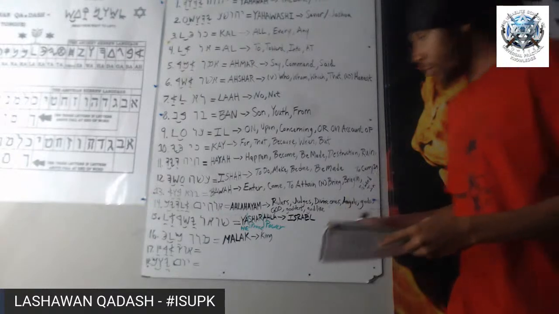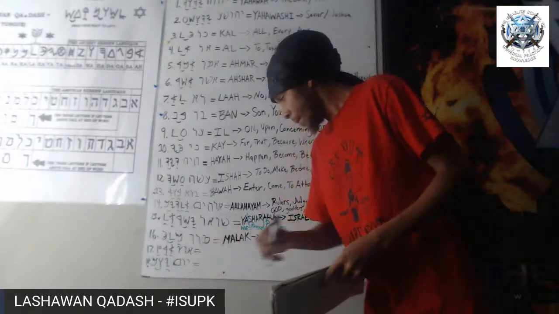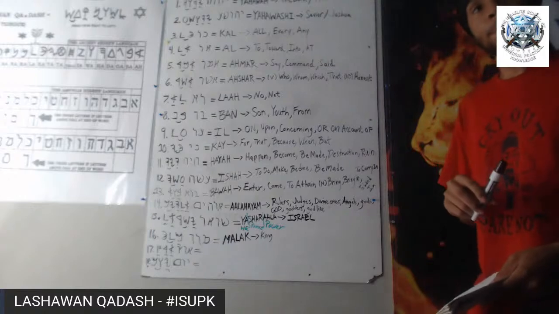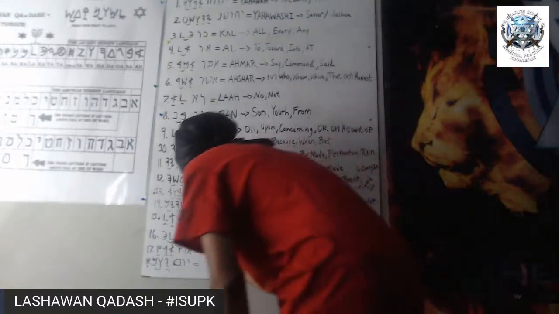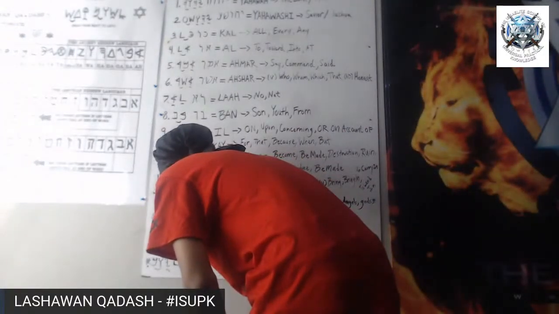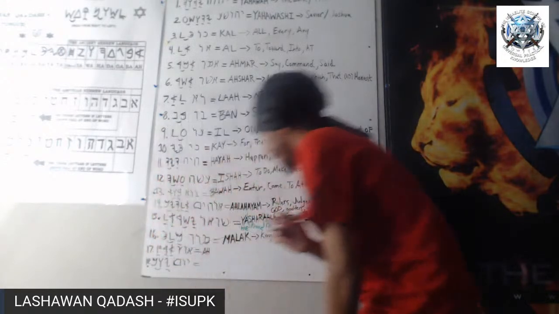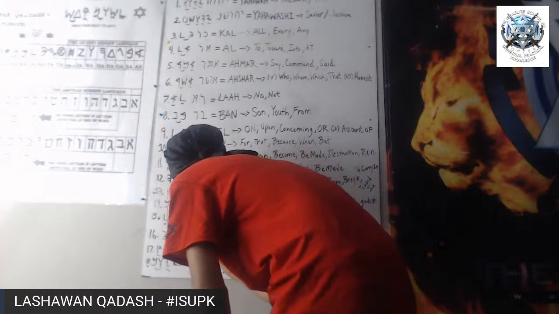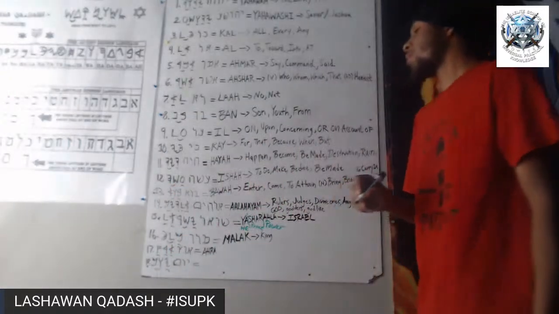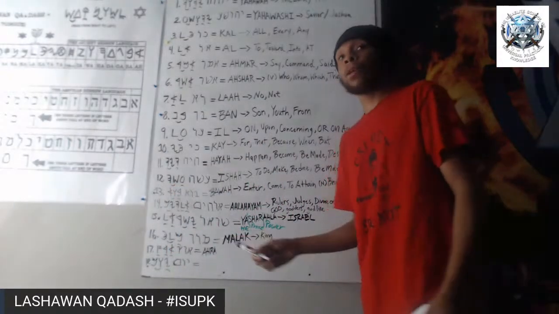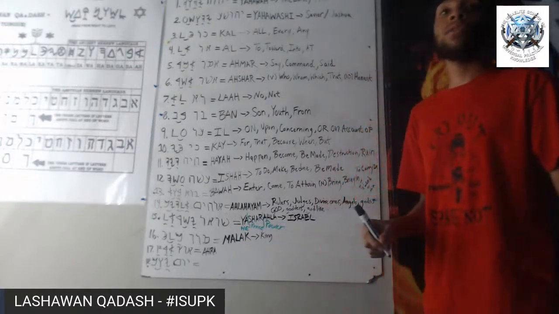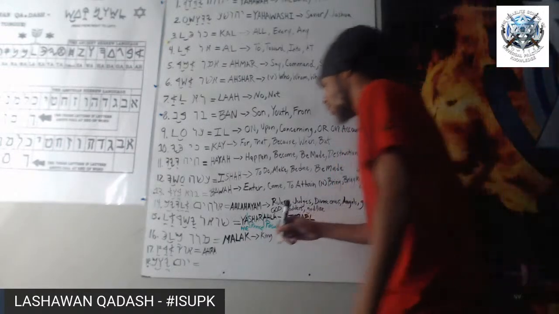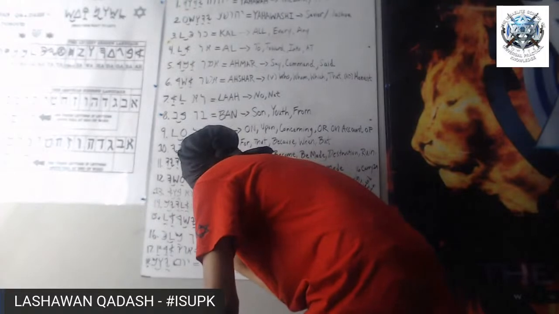Now, what is this? Ah, and it's by itself, right? What's the next one? It's a Za. Yep, it's a Za.